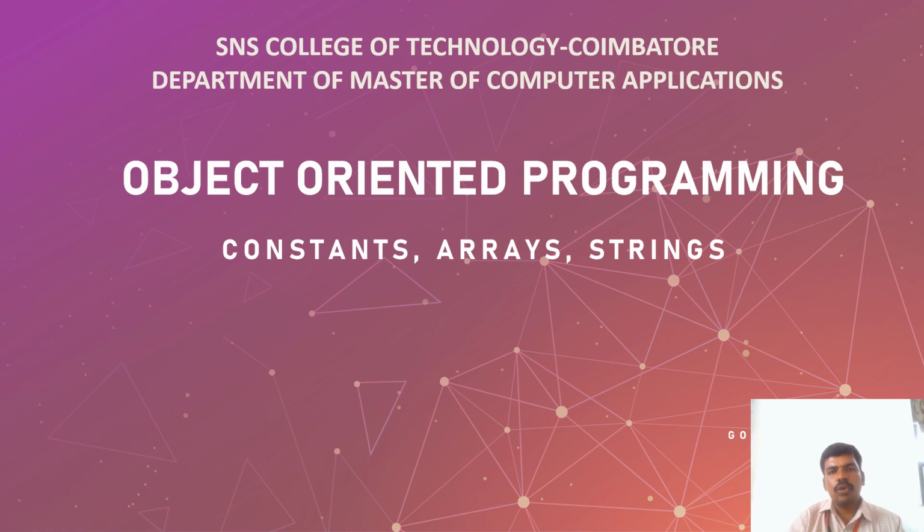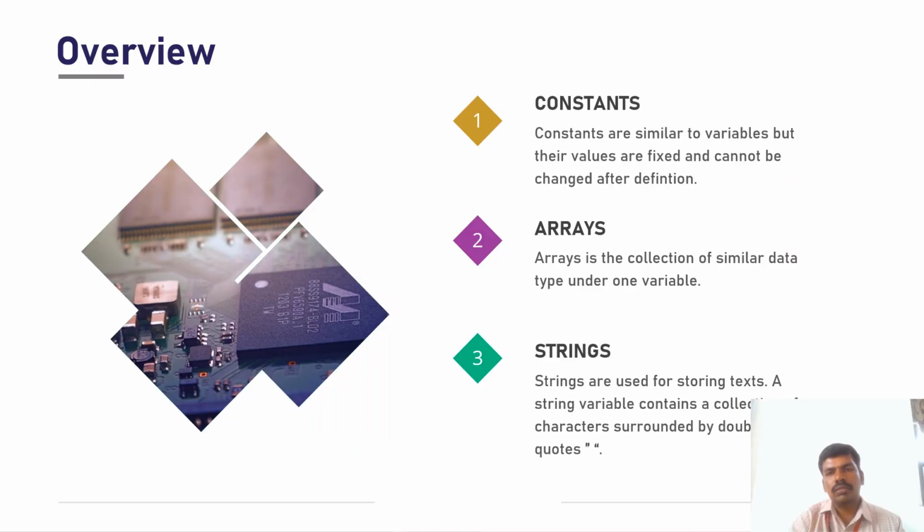In this session, I'm going to present about constants, arrays, and strings under object-oriented programming. Object-oriented programming has a primary constraint and key concept. Under the key concept, we have three different concepts: constants, arrays, and strings.